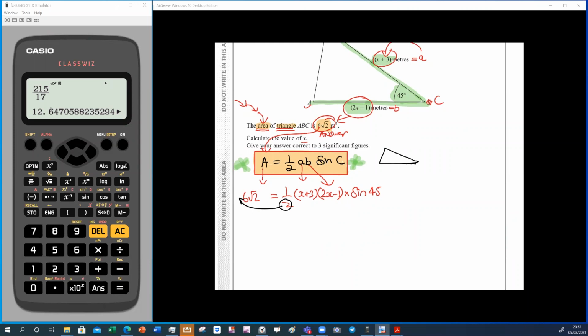Sir, the screen's frozen for me. Okay, sorry. Can you see the screen? Yeah, I can see a mouse moving. Oh, that's your cursor. Then it hasn't frozen in that case.